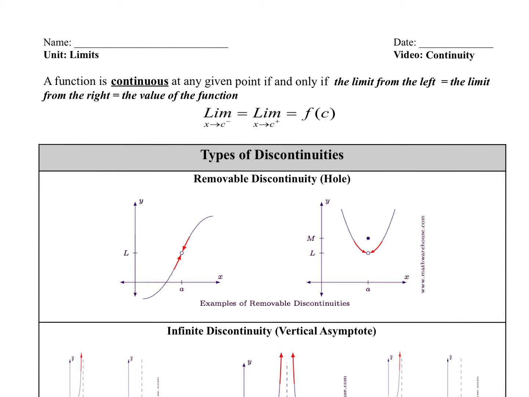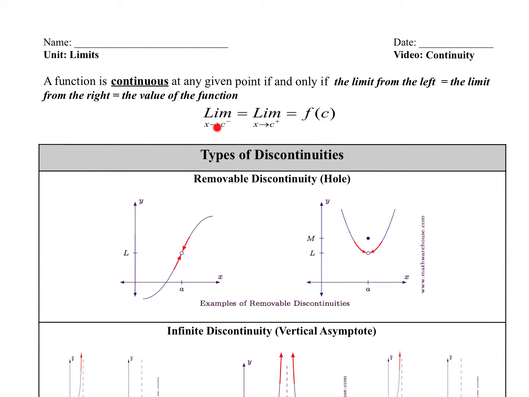Hi everyone, in today's lesson we're going to talk about continuity. So let's define it first. A function is continuous at any given point if and only if the limit from the left equals the limit from the right as well as the value of the function.